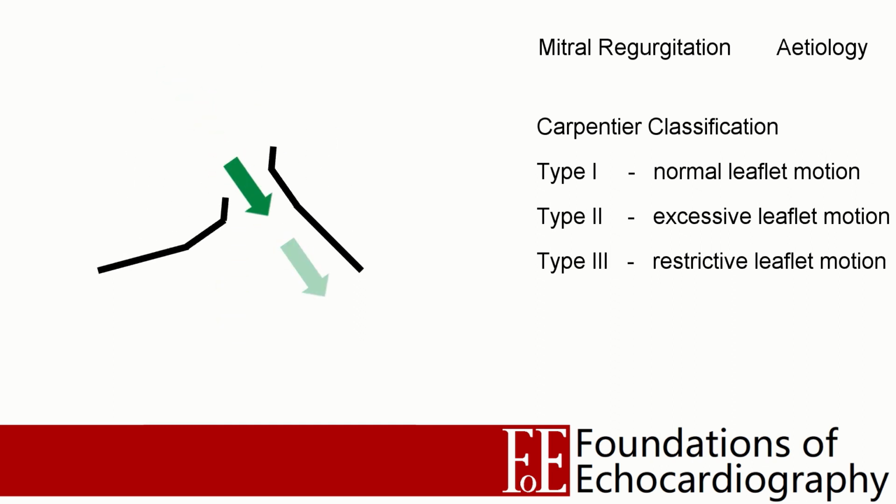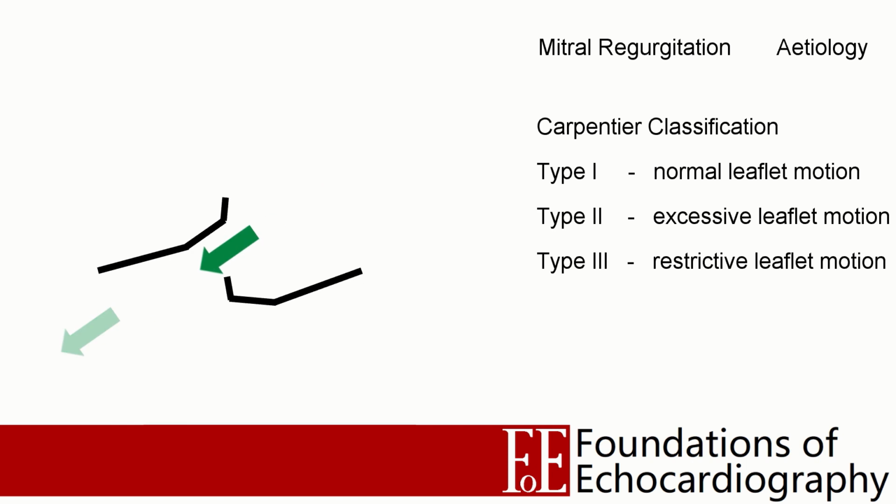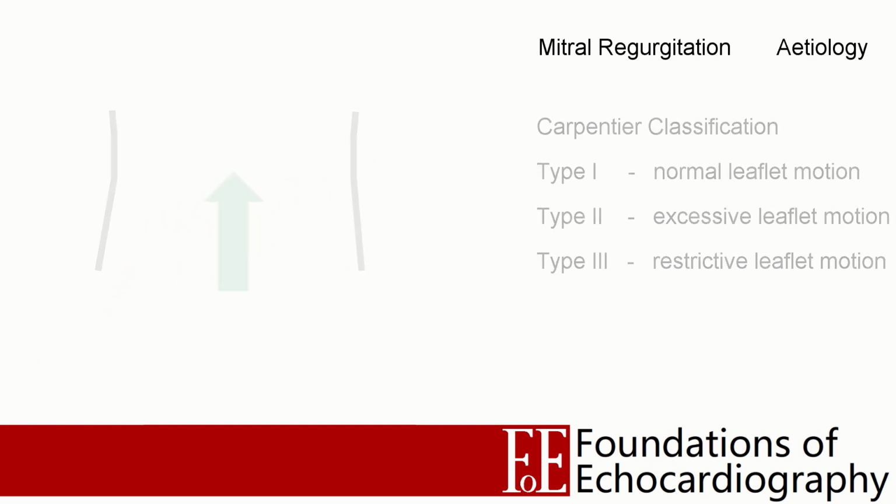So with restrictive leaflet motion, MR is directed towards the leaflet with the problem. What if the issue is not restrictive leaflet motion but rather excessive leaflet motion? So here our right hand leaflet is prolapsing back into the left atrium, and now the MR jet is directed away from the abnormal leaflet.